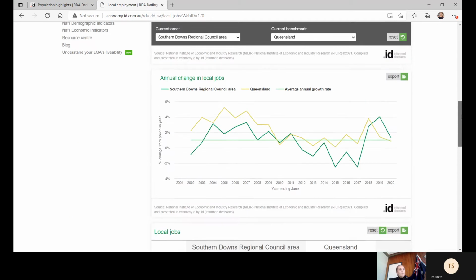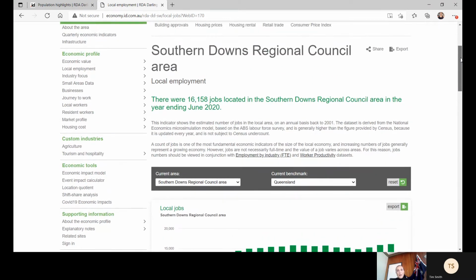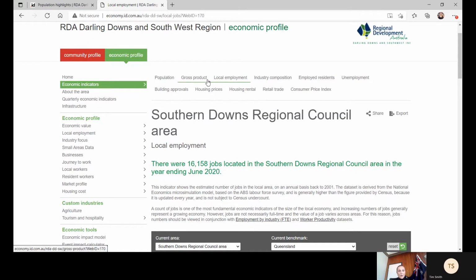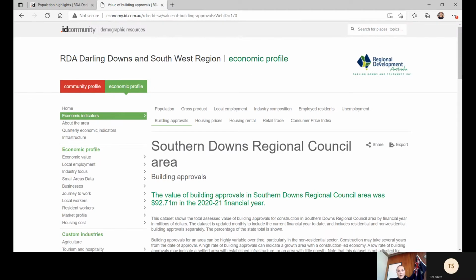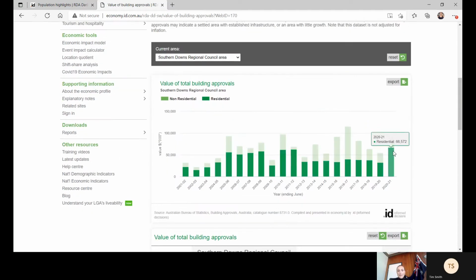And we can actually break that down by industry, guys, so you can see which industries are fueling that increase. Okay, so I've looked at gross product and local employment. The next thing I like to look at is my building approvals. I know you guys would follow this quite closely anyway, but it gives you a good indication of what might be happening moving forward in terms of your construction activity, which has a high multiplier, which means that money goes through the economy really well.